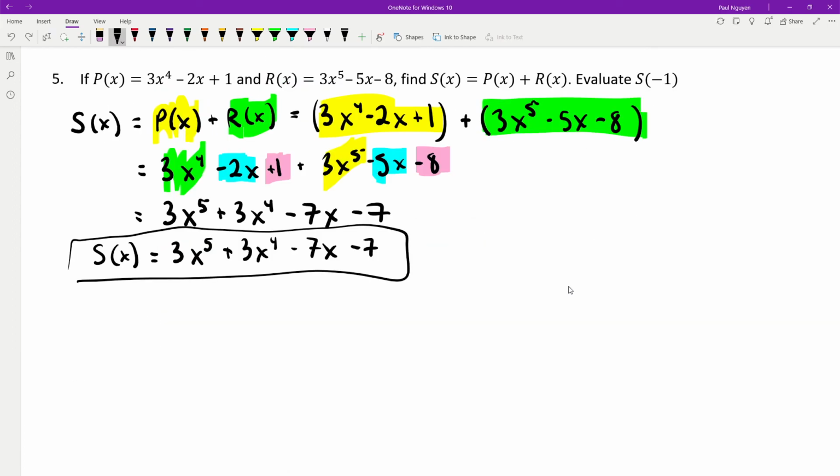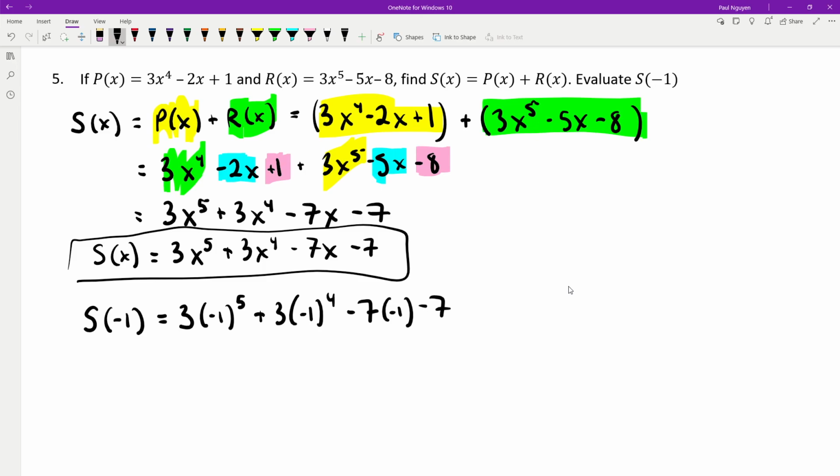Now I want to evaluate s of negative 1. So what is s when x is negative 1? It's going to be 3 times negative 1 to the 5th plus 3 times negative 1 to the 4th minus 7 times negative 1 minus 7. Negative 1 times itself 5 times will just be negative 1. If you have an odd number of negatives multiplied together, you're going to get a negative. So this will be negative 3. Negative 1 times itself 4 times is going to be positive 1. So we're going to have a plus 3 times 1. And then negative 7 times negative 1 is going to be positive 7. Then minus 7. These cancel, and you get 0.